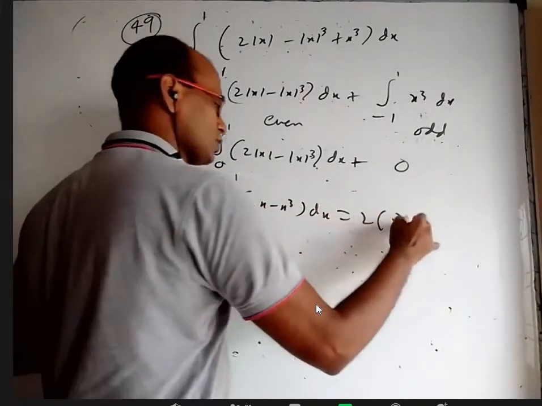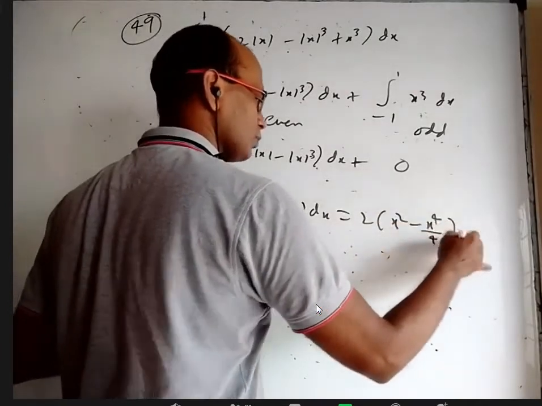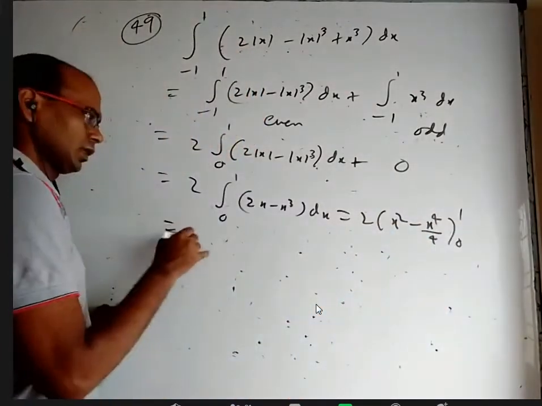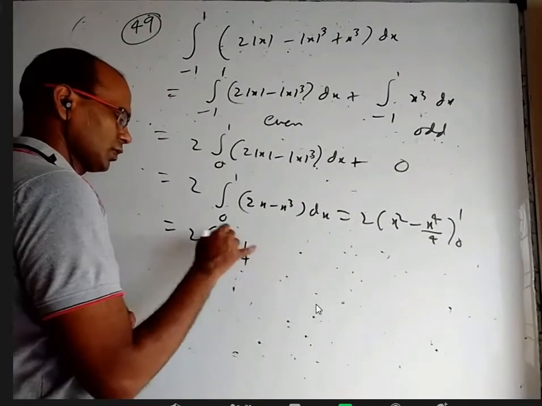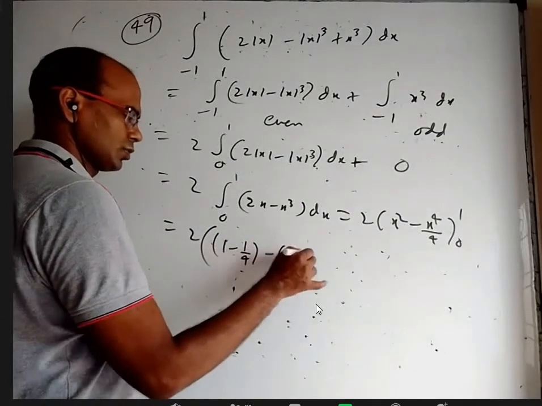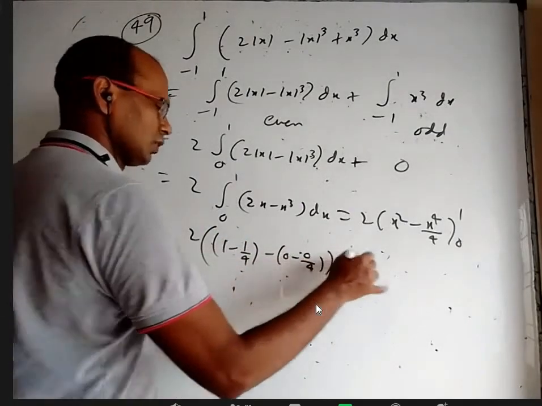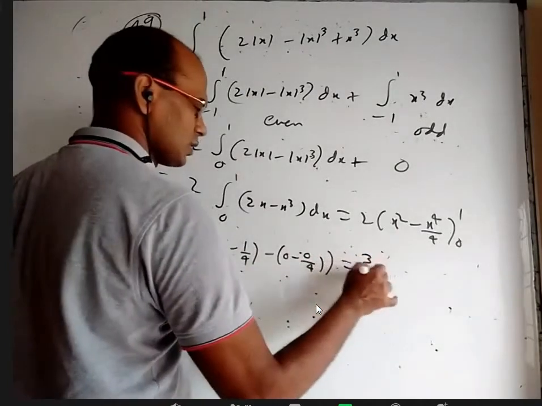2x integral is x square, x cube integral is x power 4 by 4, 0 to 1. When you put 1, you'll get 1 minus 1 by 4, minus when you put 0, 0 minus 0 by 4. Finally, 3 by 4 into 2, which is 3 by 2.